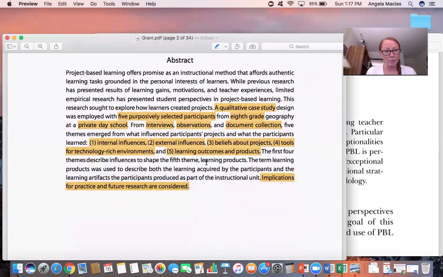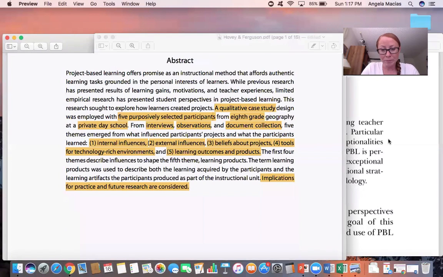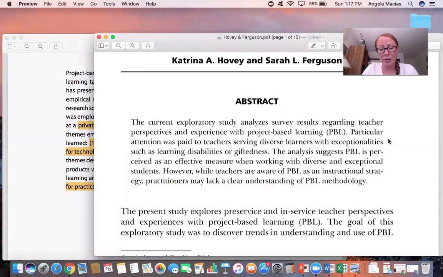If we look at this one, it's a qualitative case study. And a case study is common in qualitative research. A case study means I take a small group of people, or sometimes it's a larger group, but usually it's small, like this one had 5. We're going to take this group of people and we're going to study their experience in this whole scenario, particularly project-based learning. In this one, we're still talking about project-based learning, but we're giving something more straightforward like a survey.